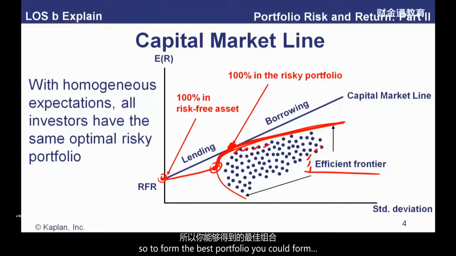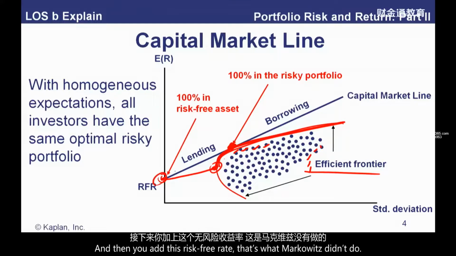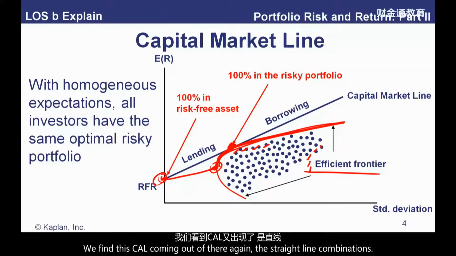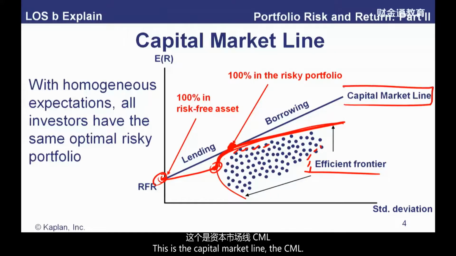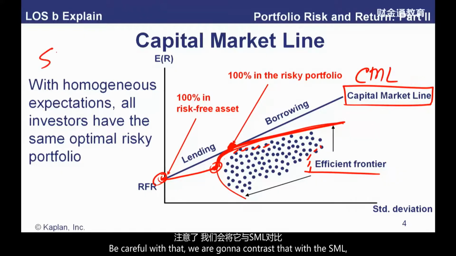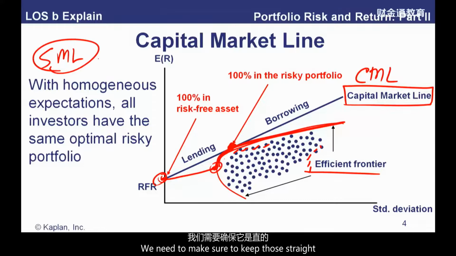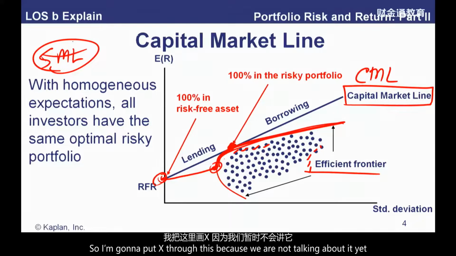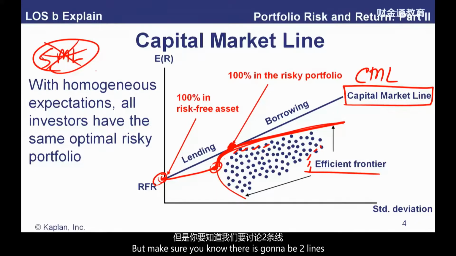So if you form the best risky asset portfolios you could form, and then you add this risk-free rate, that's what Markowitz didn't do. We find this CAL coming out of there, again, the straight line combinations. This is the capital market line, the CML, right? Capital market line. Be careful with that. We're going to contrast that later with the SML, right? We need to make sure and keep those straight. So I'm going to put an X through this because we're not talking about it yet. But make sure you know that there are going to be 2 lines we're going to be talking about, and this is going to be the first one.